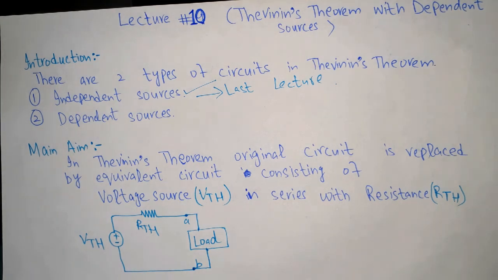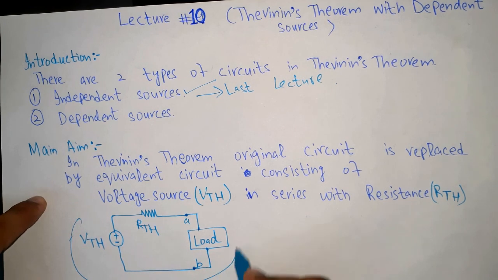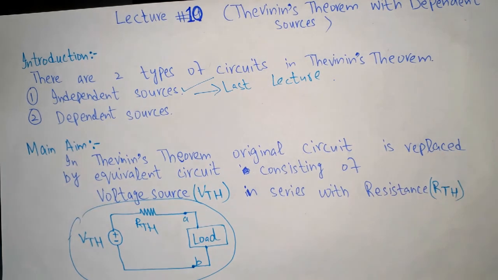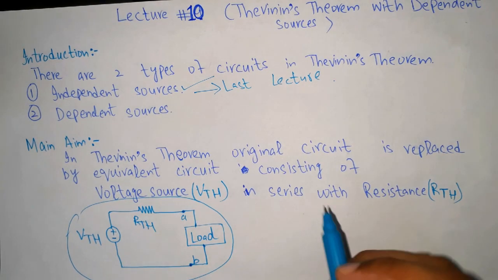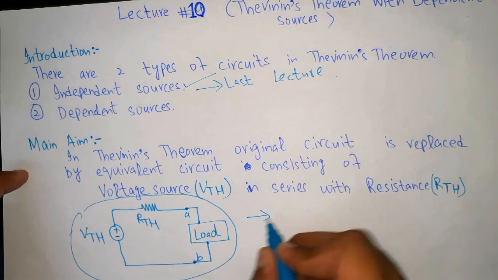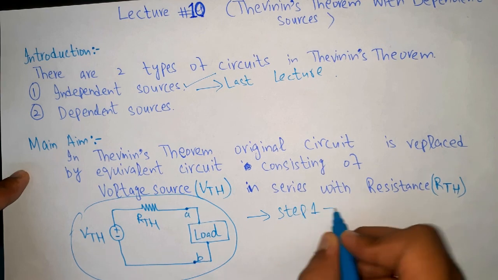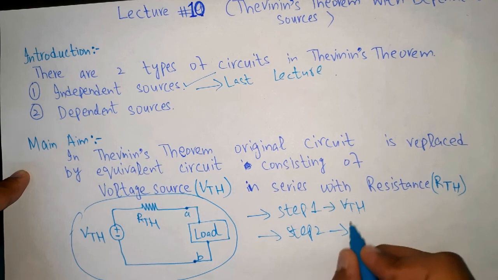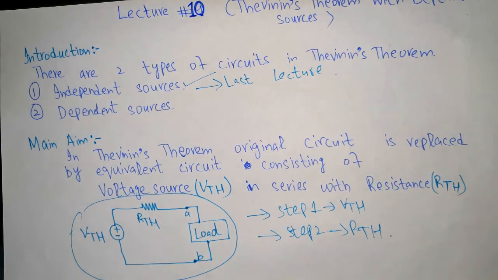Students, our main aim in Thevenin's theorem is to compress the given circuit into this form, consisting of Thevenin's voltage and Thevenin's resistance. We need to find these two parameters. So there are two steps to find them: step 1 to find Thevenin's voltage and step 2 to find Thevenin's resistance. Now students, we will discuss an example of Thevenin's theorem so that you might clear your concept properly.